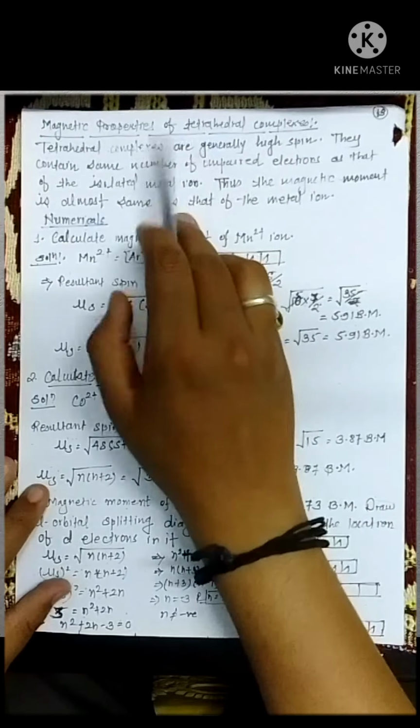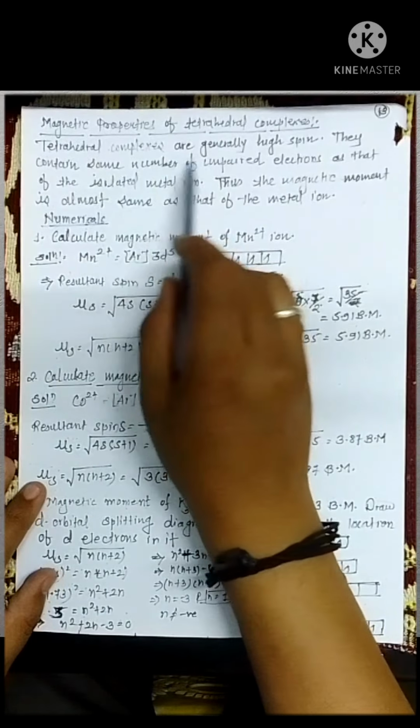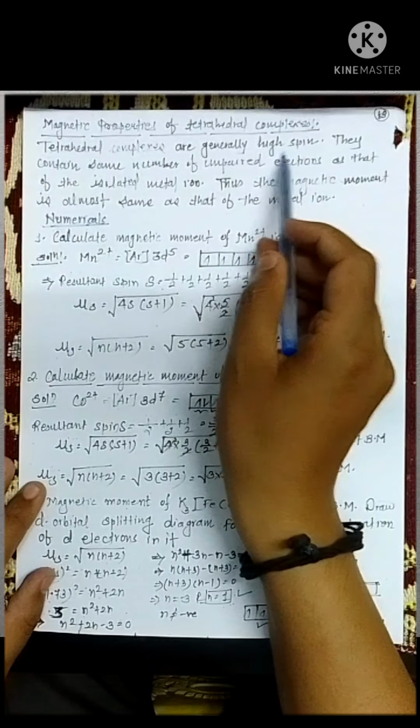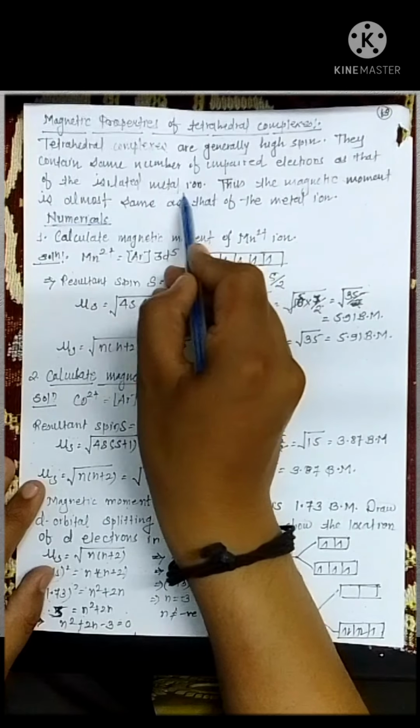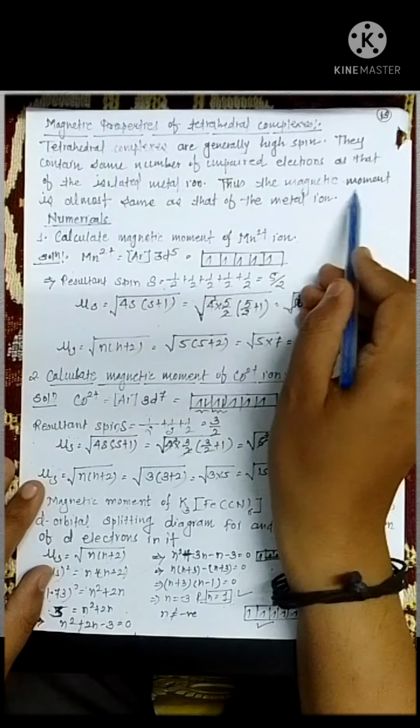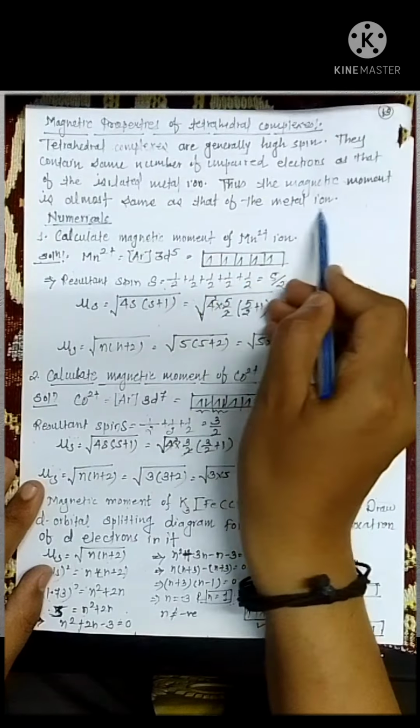Now magnetic properties of tetrahedral complexes. Tetrahedral complexes are high spin complexes. They contain the same number of unpaired electrons as the isolated metal ion. Thus the magnetic moment is almost the same as that of the metal ion.